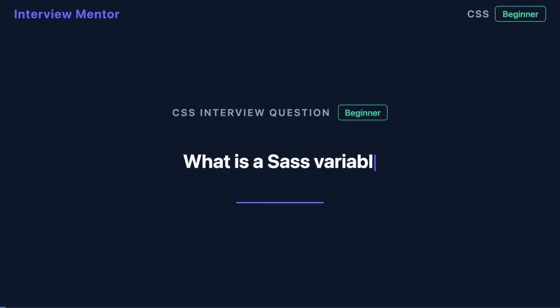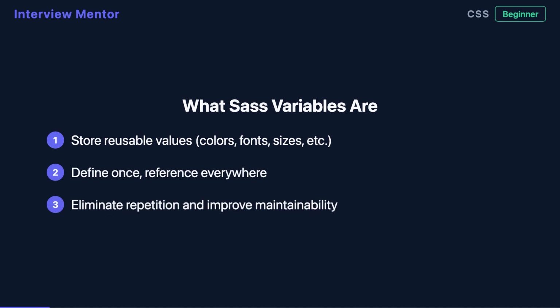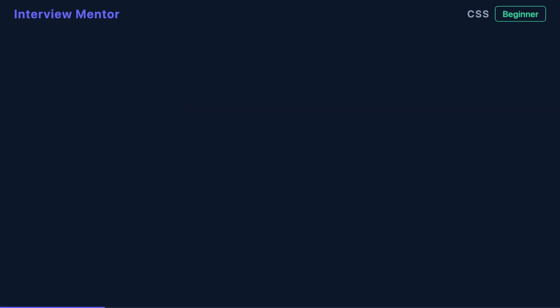Ever wonder how design systems keep consistent colors across hundreds of components? The secret starts with Sass variables. Sass variables are containers that store reusable values like colors, font sizes, spacing units, or any CSS value you use repeatedly. Instead of typing the same hex code 50 times, you define it once and reference it everywhere.